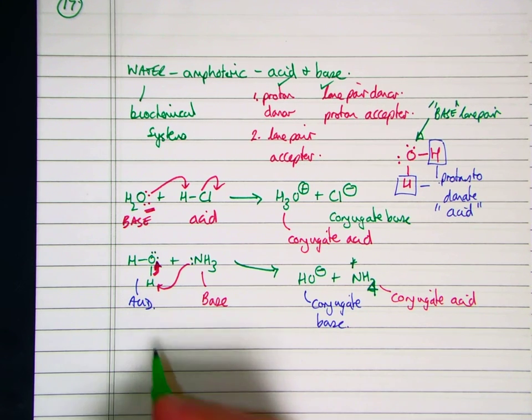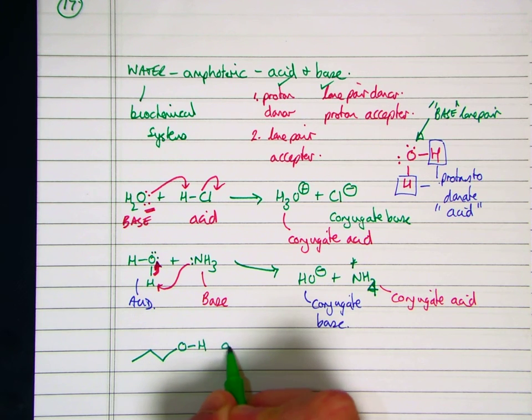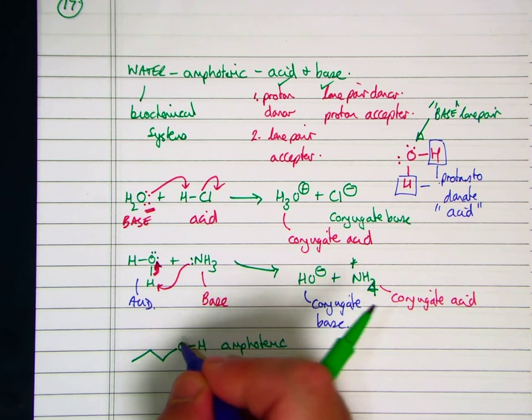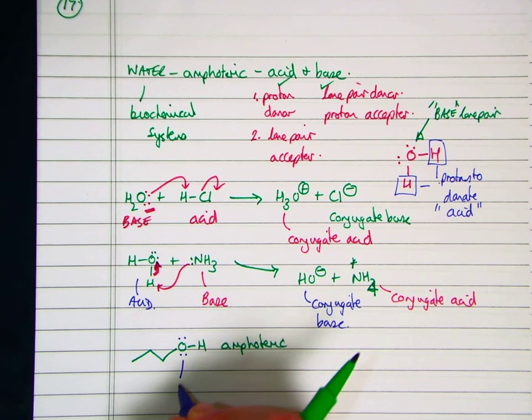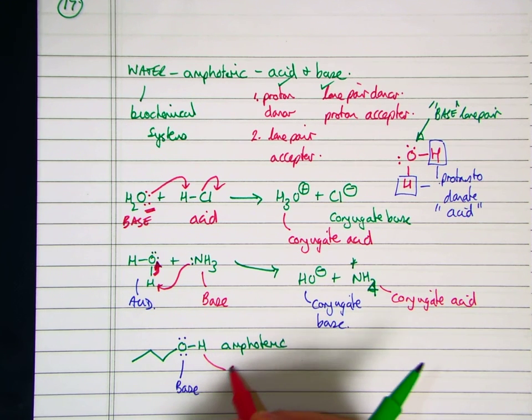If we've got water, we also want to think about, well, hey, we've got alcohols. These are also potentially amphoteric, depending on the conditions. We have the oxygen with its lone pair of electrons to act as a base, and the proton here to act as an acid.